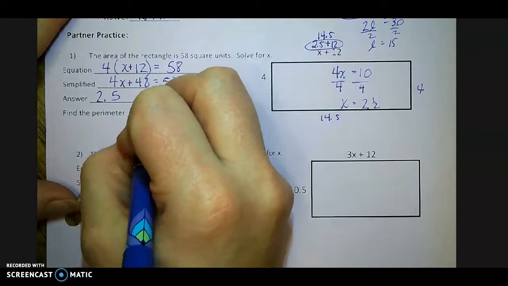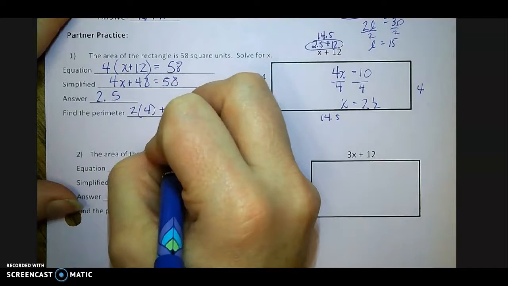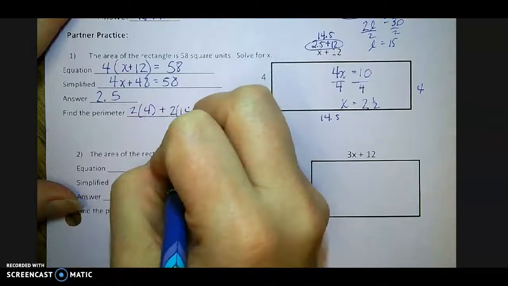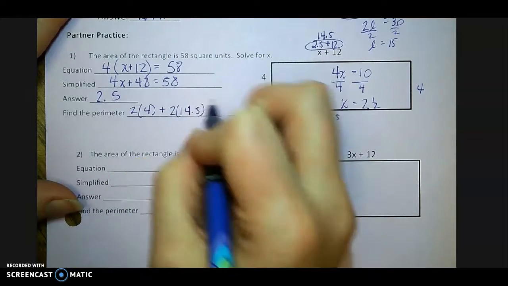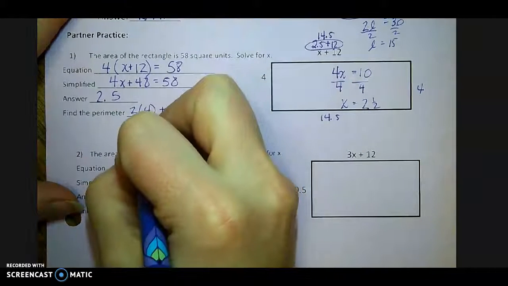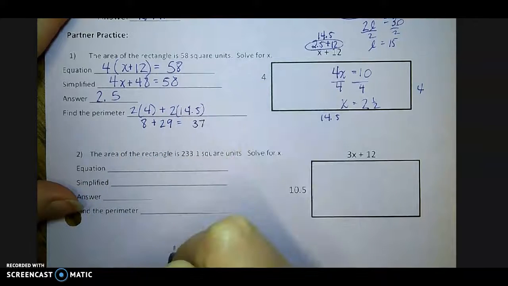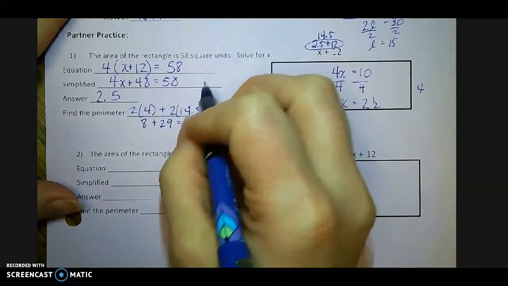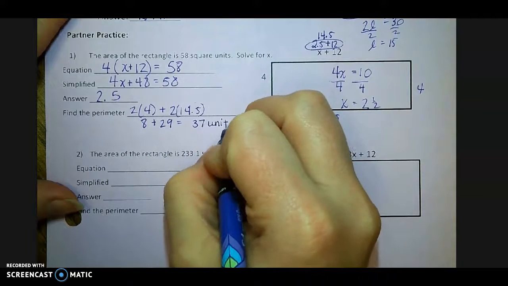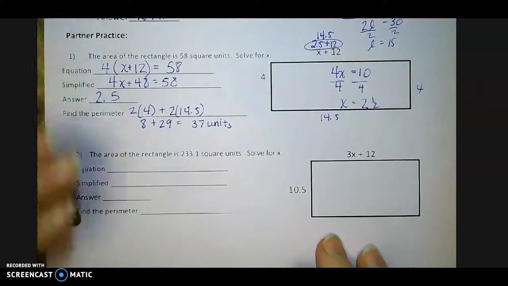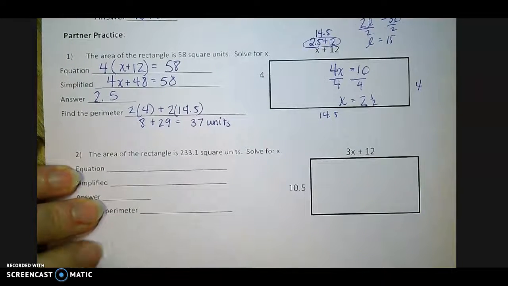So 2 times 4 plus 2 times 14.5. So I get 8 plus 29, which is going to give me 37. And they didn't tell me, it just says units. Doesn't tell me feet or inches. So the rest I'm going to have you do on your own. Let me know if you have any questions.